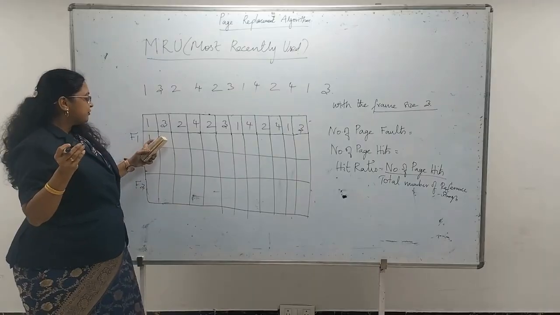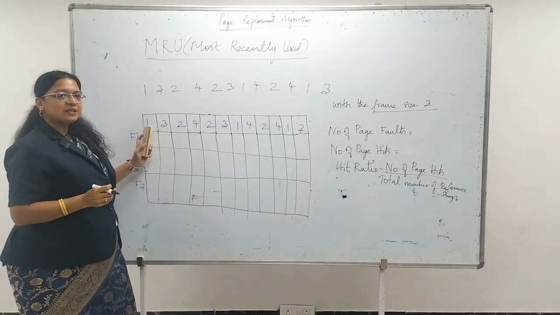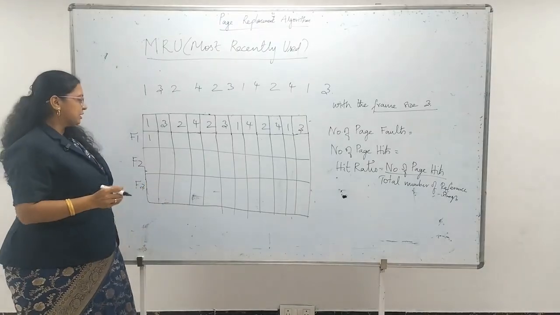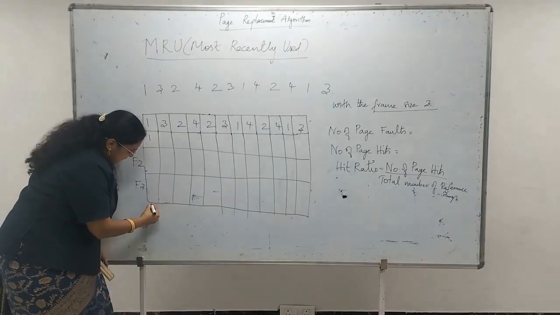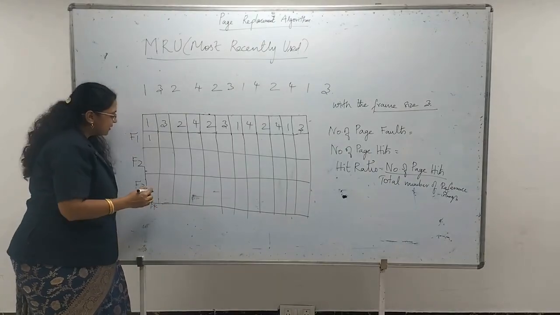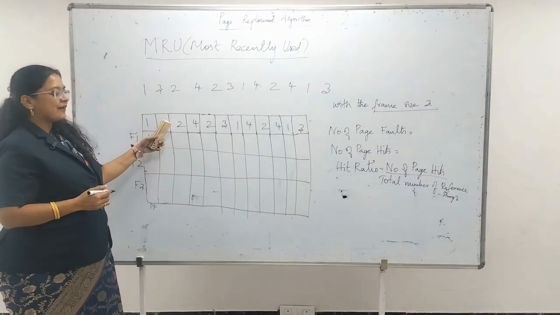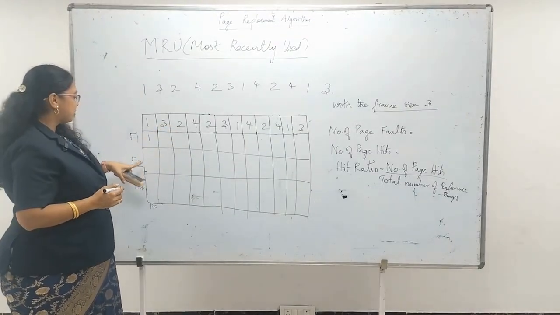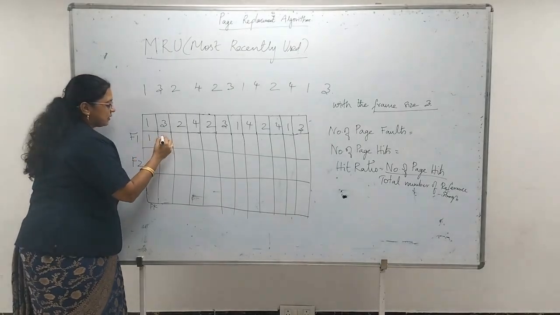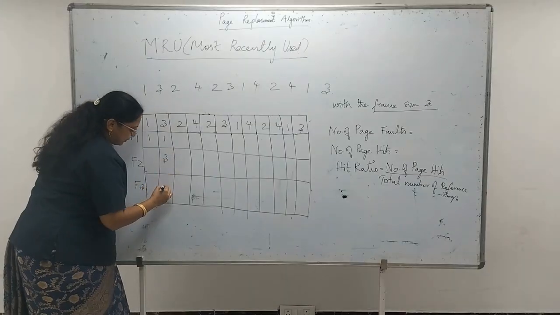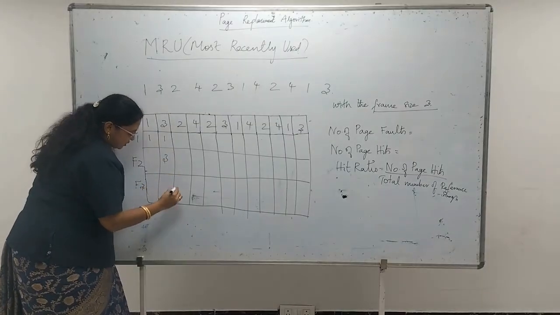First we need to check whether the frames are empty and then insert each and every page into your frame accordingly. So first you need to insert 1 in your page. This is a page fault. Then your required page is 3. So check whether the page is present in your frame or not. There is no 3 present here, so you need to insert 3. So 1, 3, and this is a page fault.